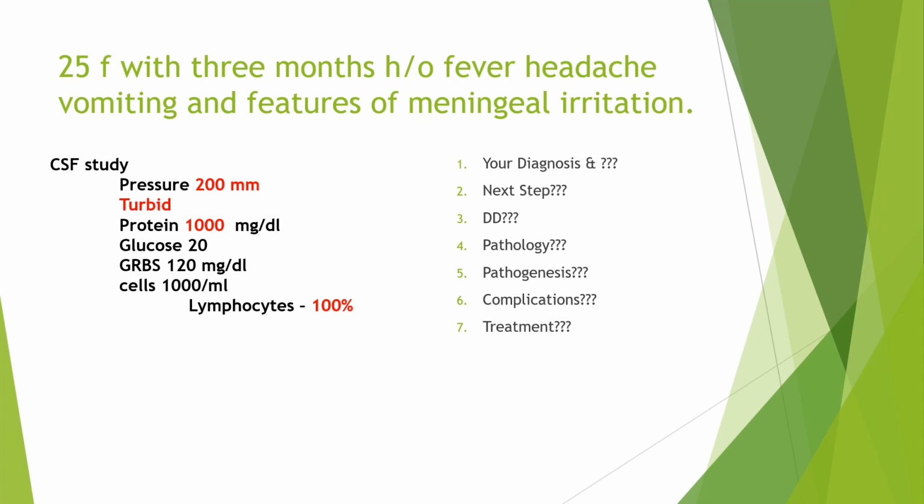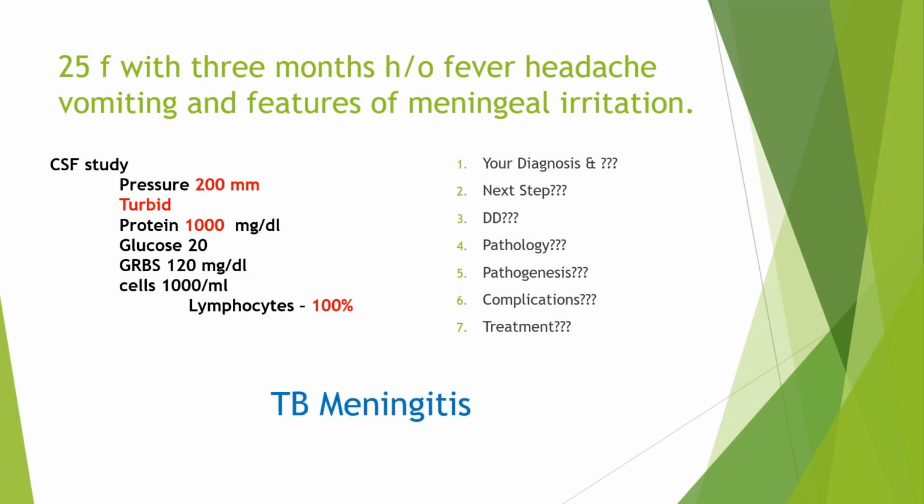A 25-year-old female presents with 3 months of fever, headache and vomiting and features of meningeal irritation. A provisional diagnosis of meningitis was made and CSF was studied. Pressure is 200, fluid was turbid, protein is 1 gram, glucose is 20, corresponding blood glucose is only 120, cells 1000 per ml, and all the cells were lymphocytes. What is your diagnosis? As you can see from the history, the duration of the illness is 3 months, which indicates a chronic disease process. So we have to think about a chronic meningitis in this case, the commonest being tuberculous meningitis.